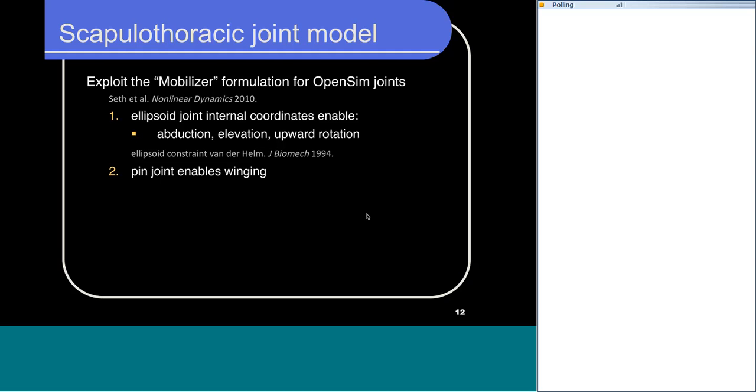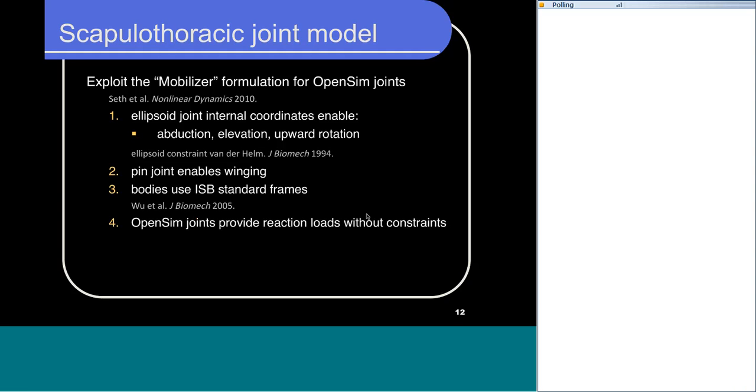And then we added another joint to enable the winging. So that's the final degree of freedom that lifts the medial border of the scapula off the surface. And we use the same ISB standards to define the reference frame on the bodies. And then we built this as an open joint so that we can get kinematics and perform inverse dynamics and forward dynamics and get reaction loads without constraints.